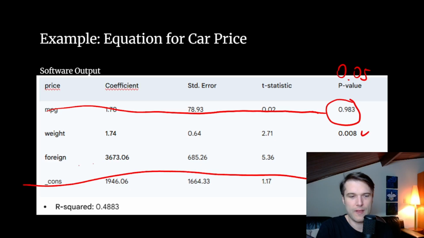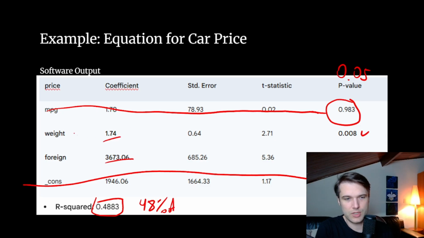Weight has a small p-value, and foreign also a small p-value, and the constant is also way above 0.05, so we don't use it. And R-squared is 48, which means that our model explains 48% of the total price of the car. So we just use two variables, two coefficients here, which are the weight of the car and whether it's foreign, imported or domestically produced. And we're going to have an equation in the same style, right? The price of the car. In the end, it's going to be this. The constant is not relevant, so we don't use it.